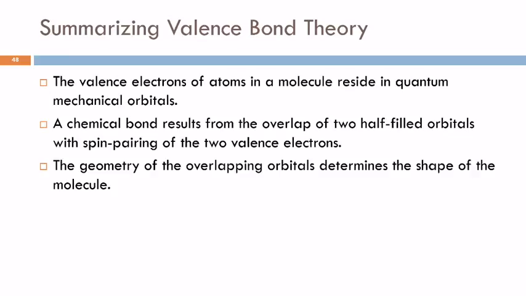So, summary: this is all about the valence electrons. The valence electrons in the molecule reside in quantum mechanical orbitals. And the bond results from the overlap of two half-filled orbitals, spin pairing of the two valence electrons. The geometry of those overlapping orbitals is what determines the shape of the molecule.